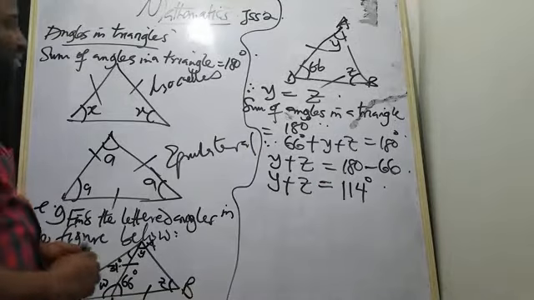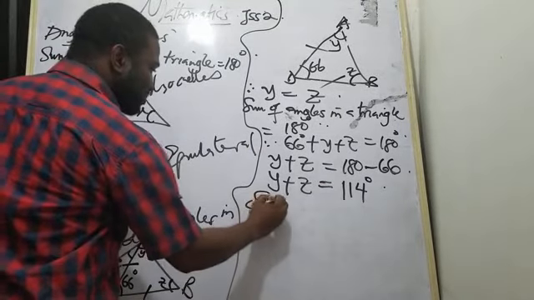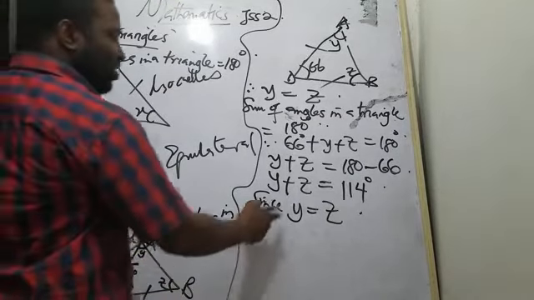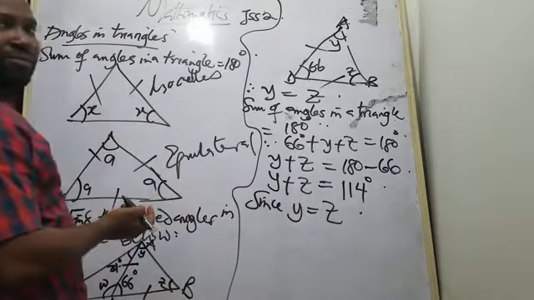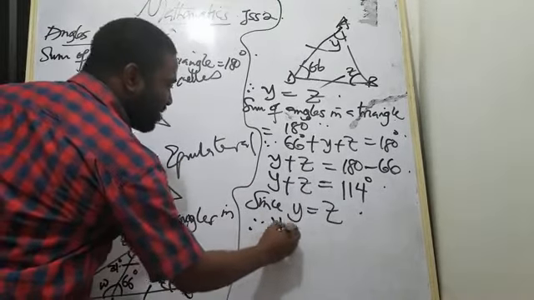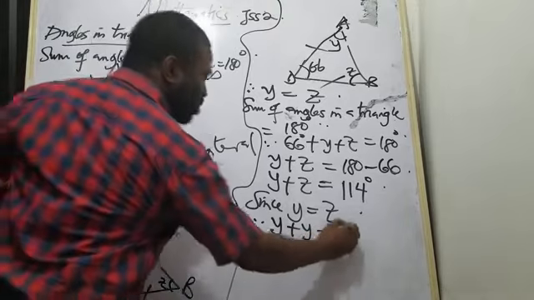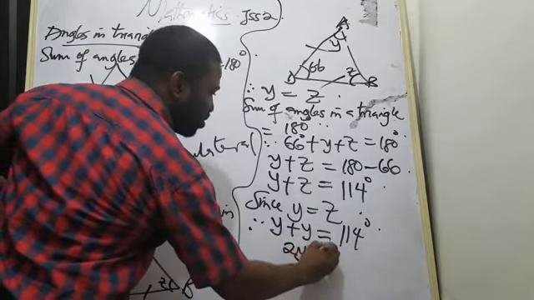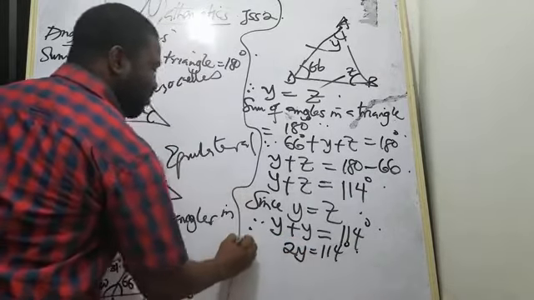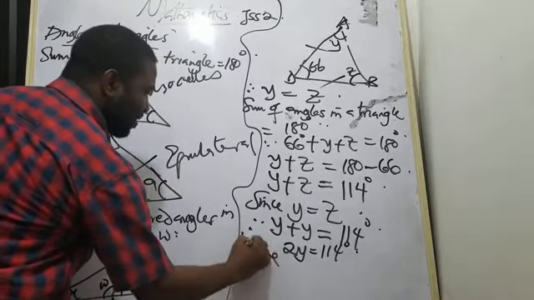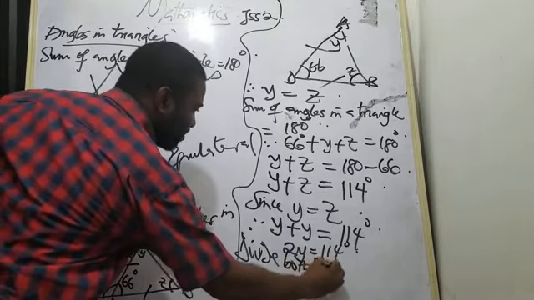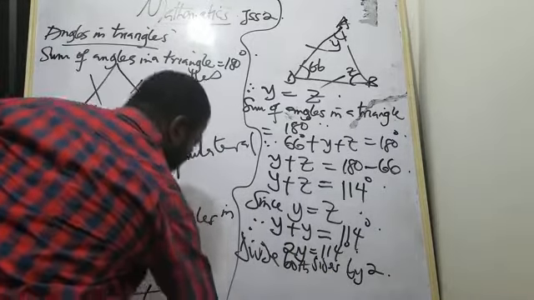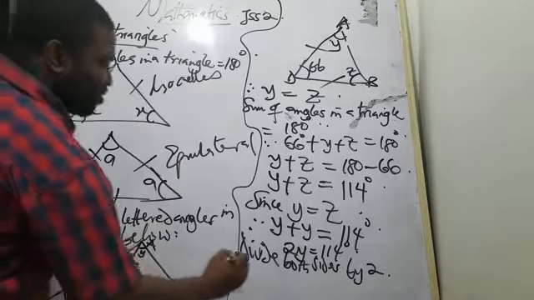Alright? Now, since y is equal to z, instead of writing z here, you can write y here also. So therefore you have y plus y will give you what? 114 degrees. So y plus y will give you 2y to be equal to 114 degrees. What do we do from here? Divide both sides by 2. Let's divide both sides by 2. You have what?